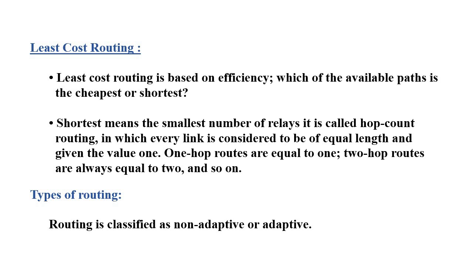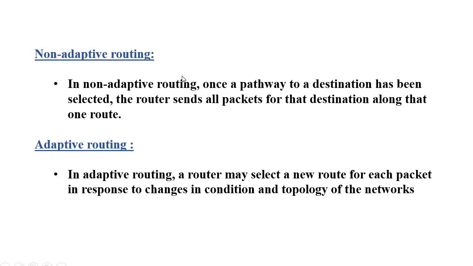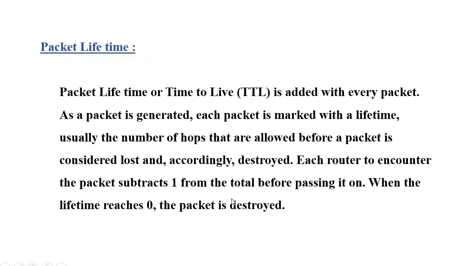The types of routing. Routing is classified as non-adaptive or adaptive. The first one is non-adaptive routing. In non-adaptive routing, once a pathway to a destination has been selected, the router sends all packets for the destination along that one route. The adaptive routing. In adaptive routing, a router may select a new route for each packet in response to changes in condition and topology of the networks.